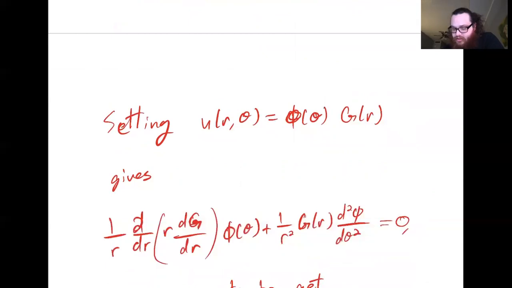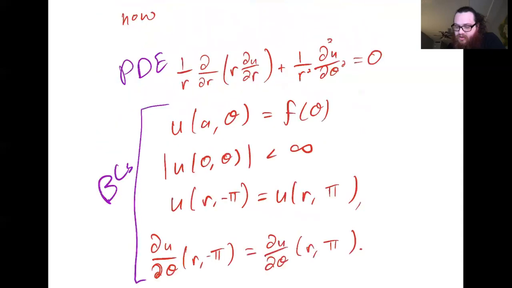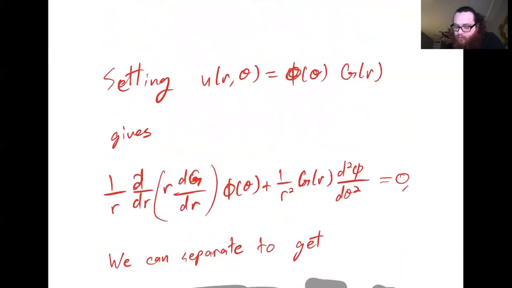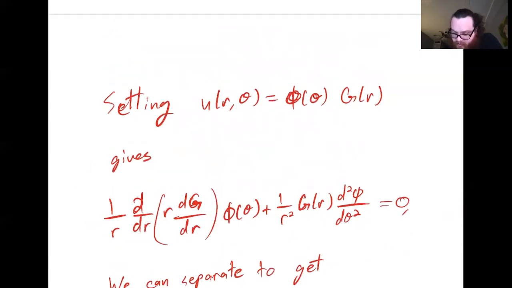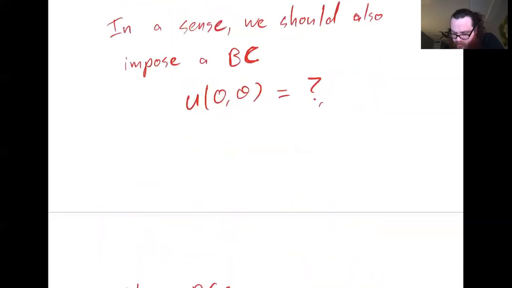If we make the separation, then plugging this into this PDE for u right there and u right there, we're going to get this expression. These r derivatives only affect g and not φ, because φ is a function of θ. Likewise, these θ derivatives only affect φ and not g. And I think I'm missing a k.